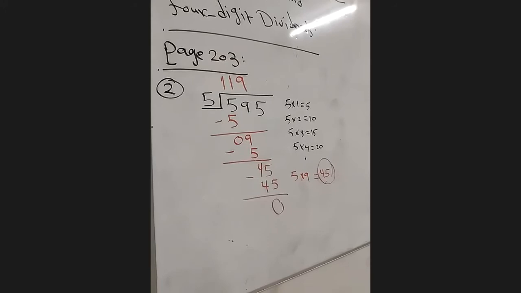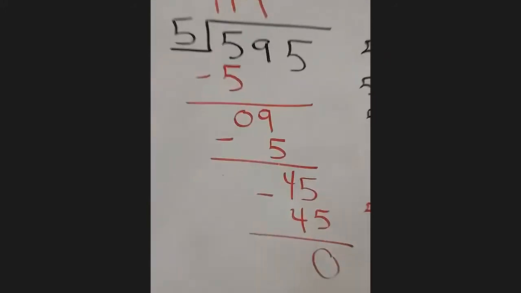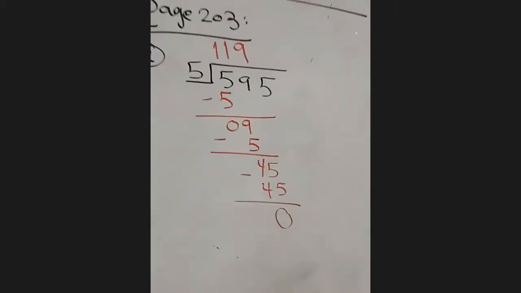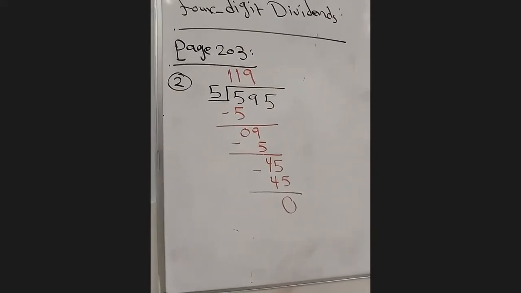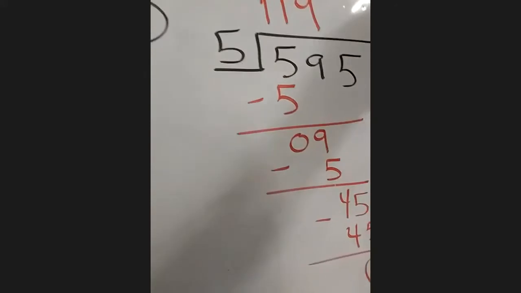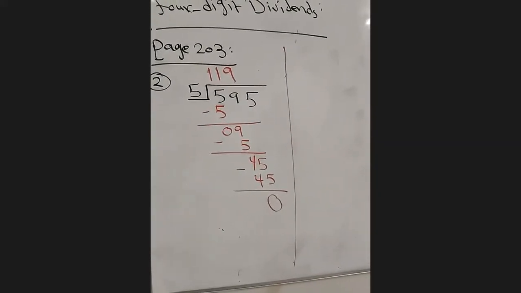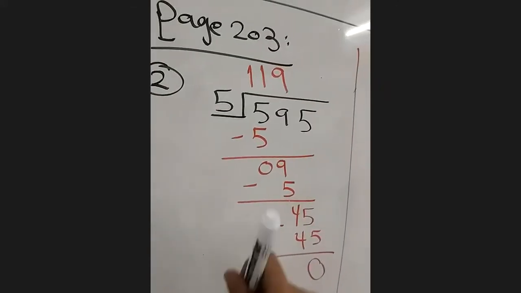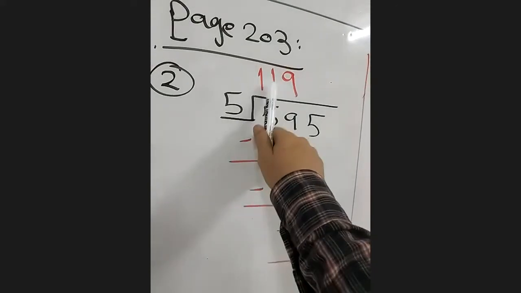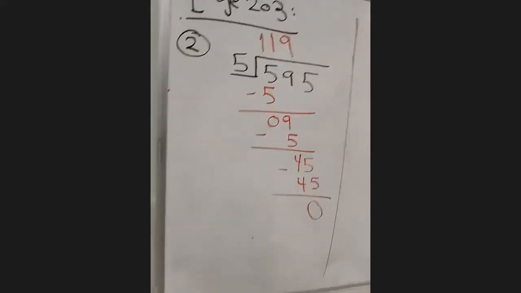Murad, how do we check our answer? How do we know that our answer is correct? Tell me, Murad. Sir, I don't know. We check our answer by multiplying: multiply the divisor with the quotient, then add the remainder.